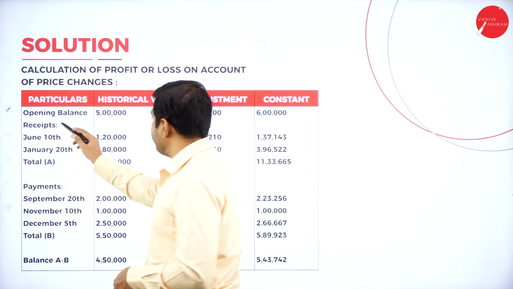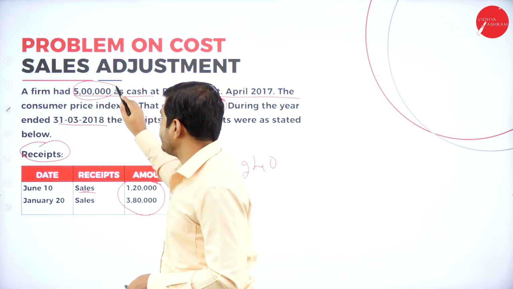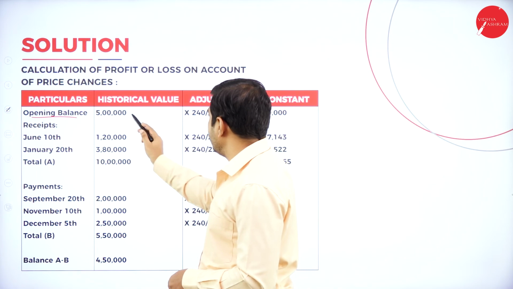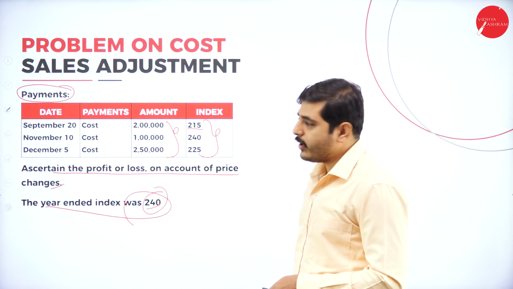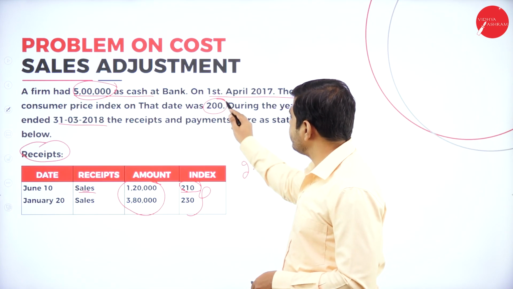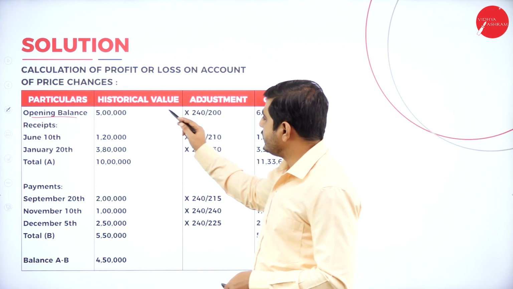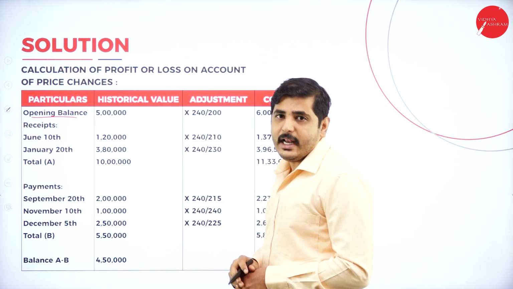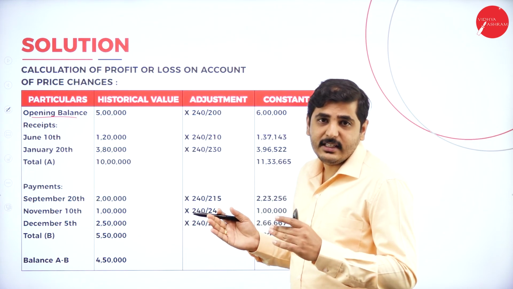Now opening balance. So what is the opening balance here? The opening balance of cash is 5 lakh rupees. Write the 5 lakh rupees here. What is the current year index? 240. What is the base year index for opening? 200. So let's calculate. On this date, on opening balance, 5 lakh rupees worth, today it is 6 lakh rupees.